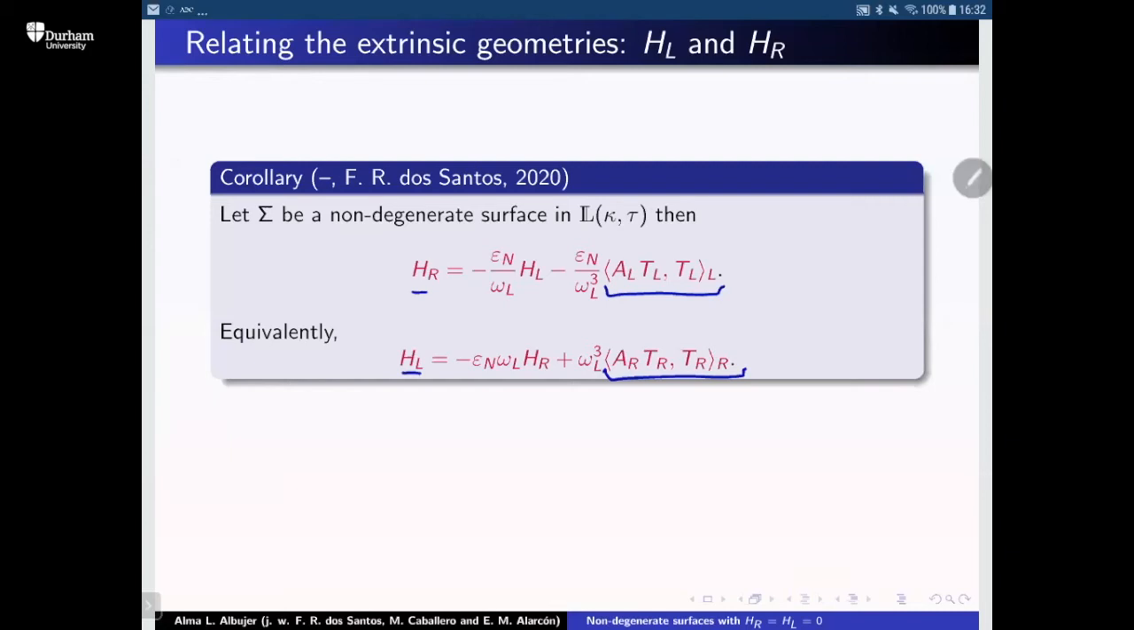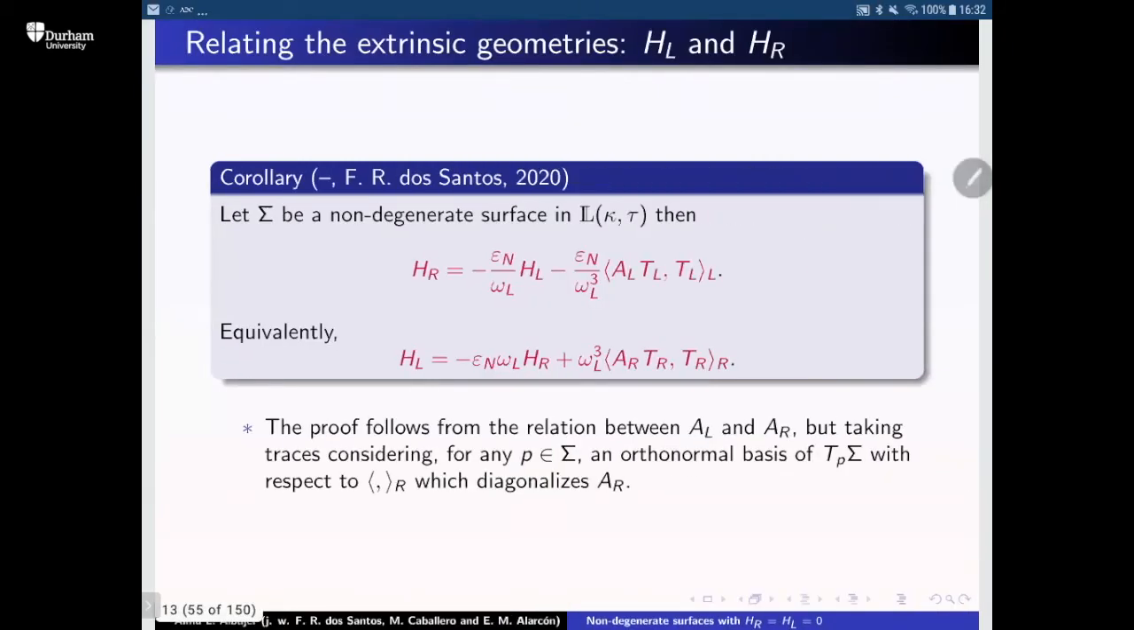So observe in particular that if both mean curvature functions vanish, these two terms should also vanish, which means that TL and TR are asymptotic directions on our surface. And furthermore, if we know that one of these mean curvature functions vanishes, and we know that TL or TR are asymptotic directions, we'll have immediately that the other mean curvature function should also vanish.